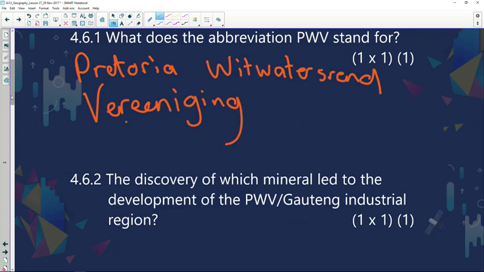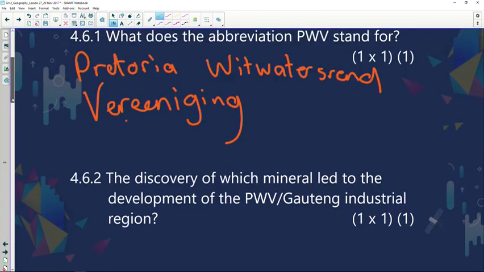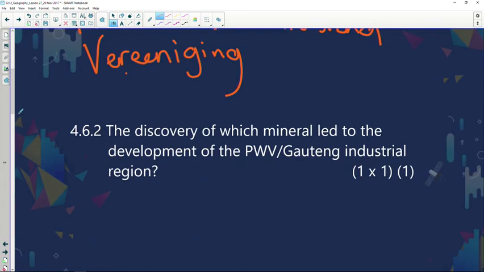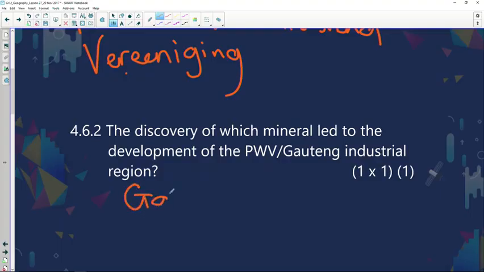4.6.2, the discovery of which mineral led to the development of the PWV. Now, if you look at the history of Gauteng, and Johannesburg is known as the city of gold, gold was discovered in Johannesburg. Now, that led to a massive influx of a lot of people moving to the area because of the mining of gold. Now, keep in mind, because of the mining of gold, many functions increased. It used to be a primary activity, but eventually led to high order functions because of manufacturing taking place and trying to move the product from one area to another area. So 4.6.2, the correct answer over there is gold.